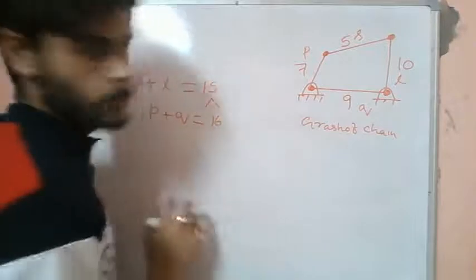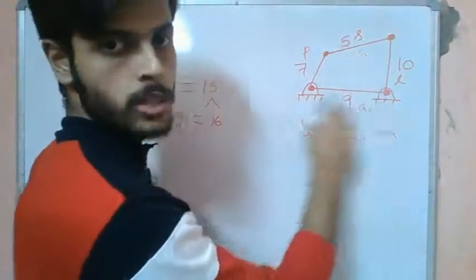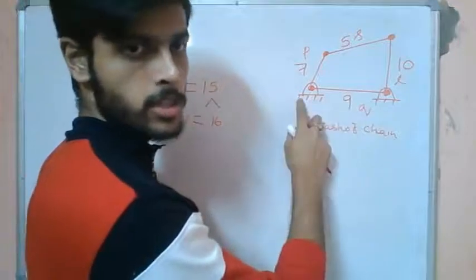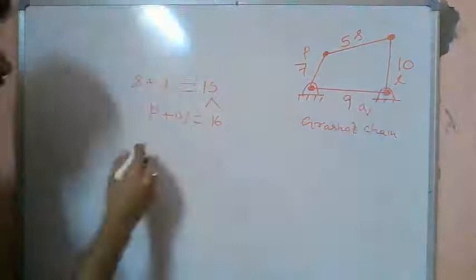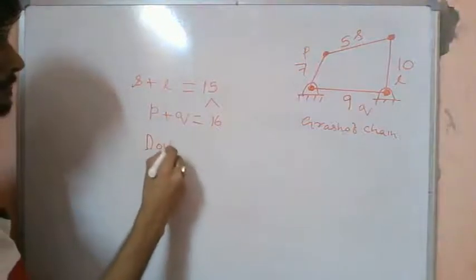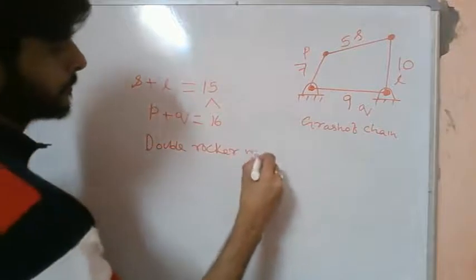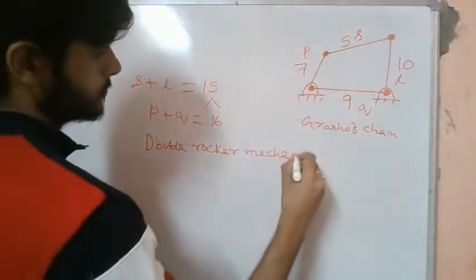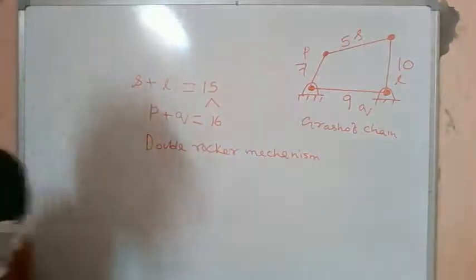We see that the shortest link is made the coupler. It is nowhere in contact with the ground, nowhere in contact with the fixed points. So the shortest link is the coupler, which implies that this is a double rocker mechanism.